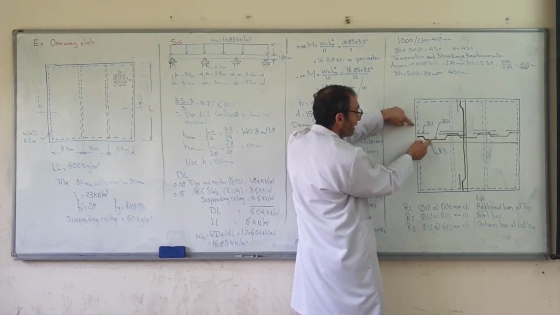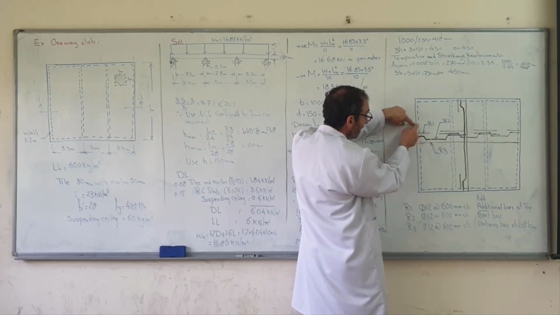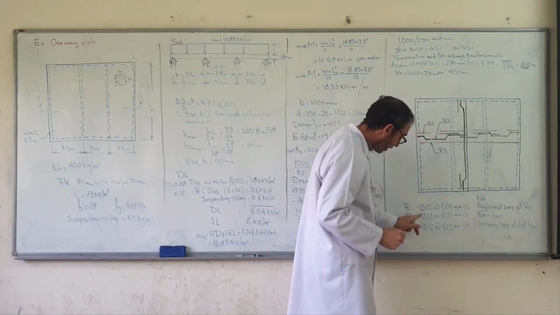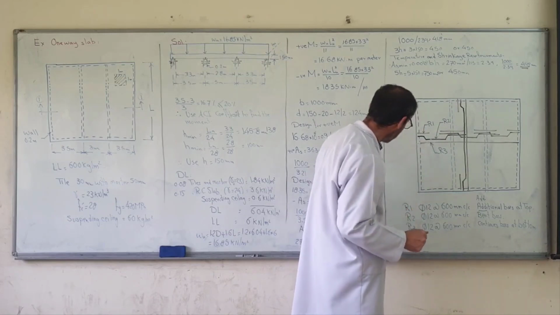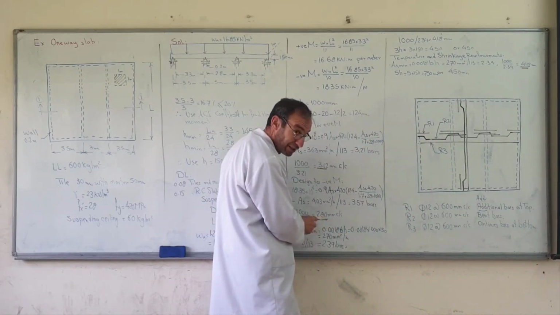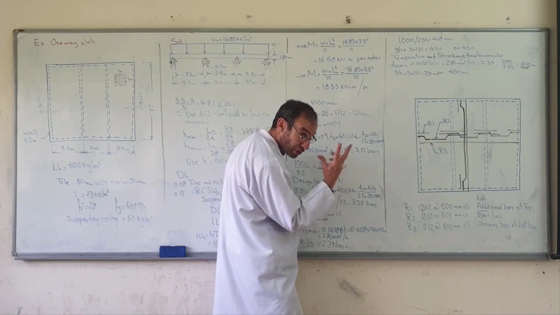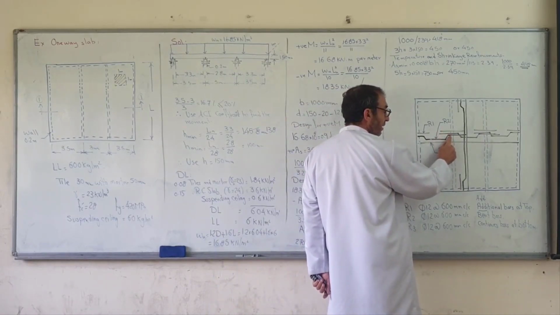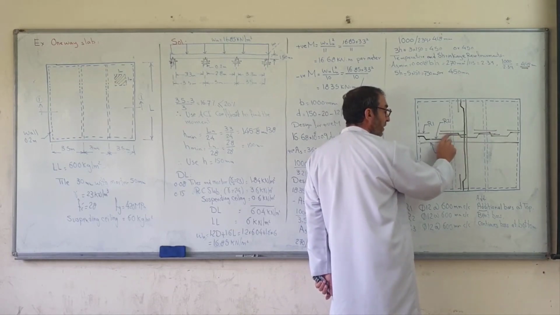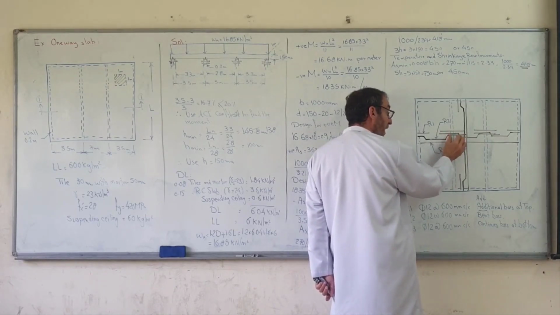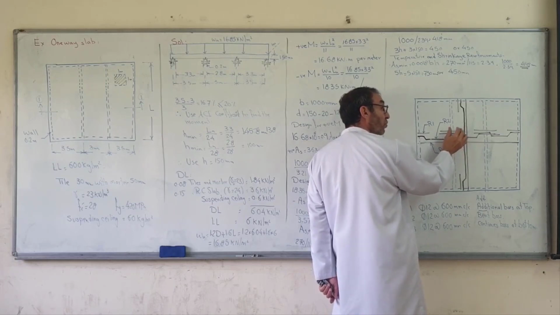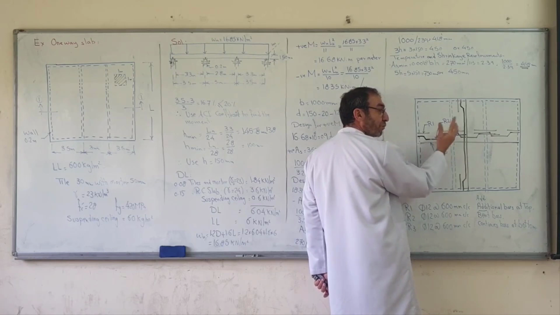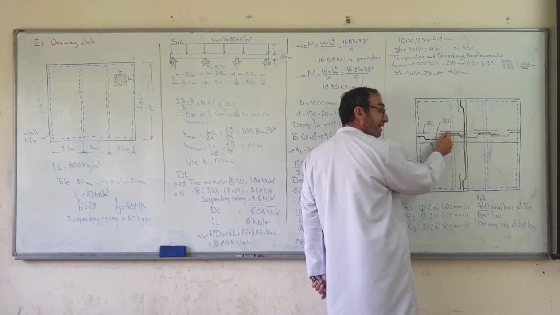This in between, if the spacing is 280 millimeters, for the negative, this at top we bend this part to participate for the negative at top of the slabs. This is the additional direction.